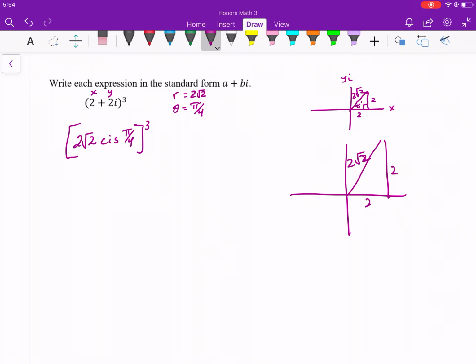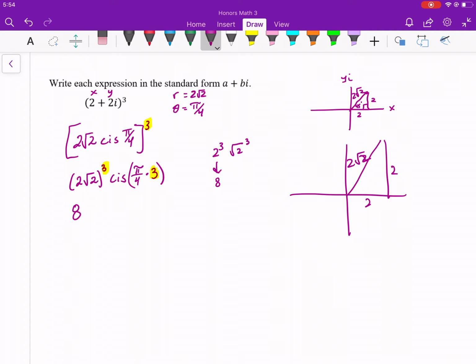So now we can go ahead and raise things and use our rule. Oops. That should be a 2 to the 3rd power. And then pi fourths times 3. So notice we're using that 3rd power all the way through. 2 to the 3rd is 8. And then we've got square root of 2. So I did 2 to the 3rd. And then I'm also doing the square root of 2 to the 3rd.